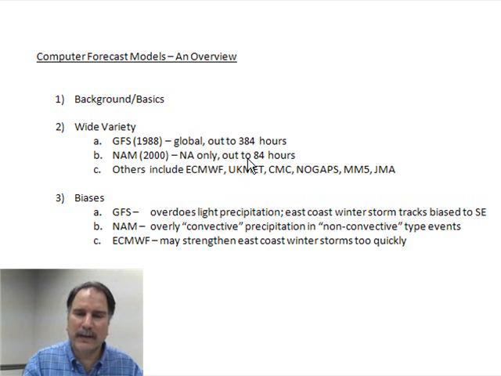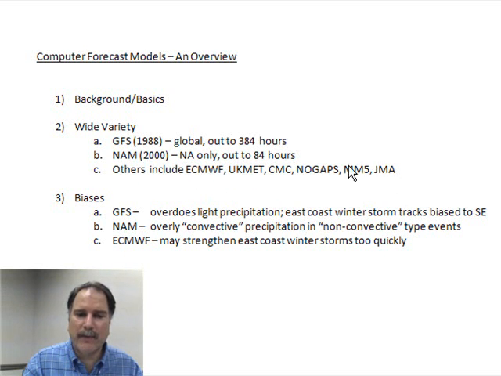Now, again, some of these have different time steps. Typically, the GFS and NAM model are run every 6 hours, and the GFS model goes out 16 days, all the way out to 384 hours, whereas the NAM model currently goes out to 84 hours.